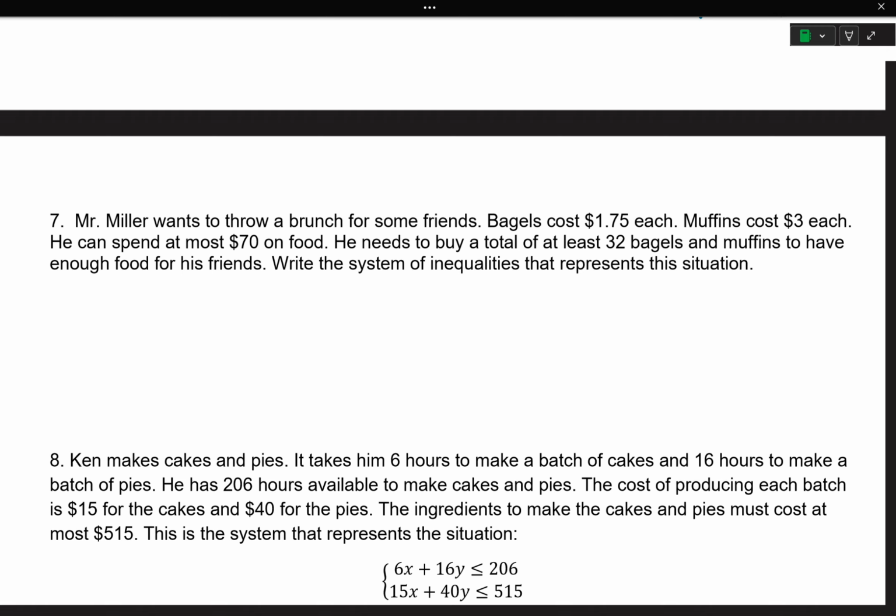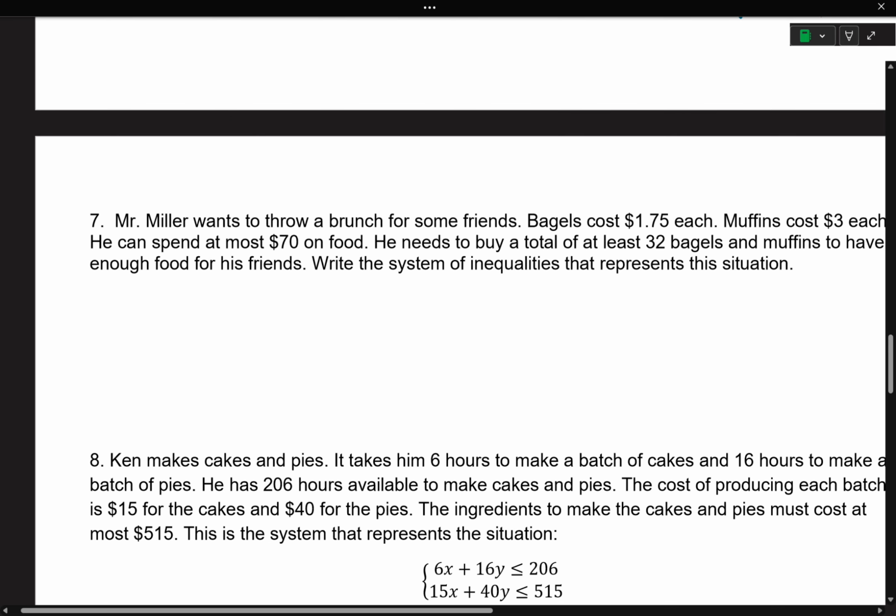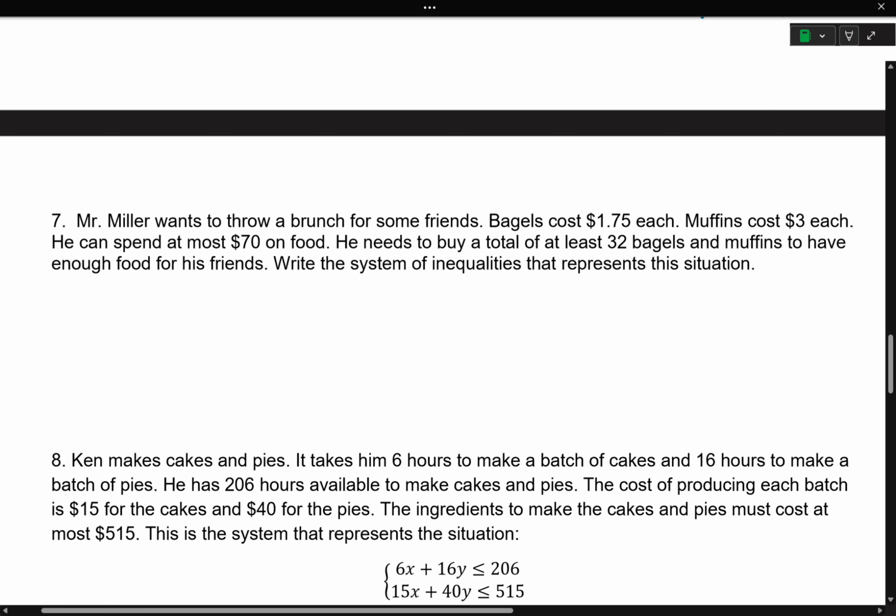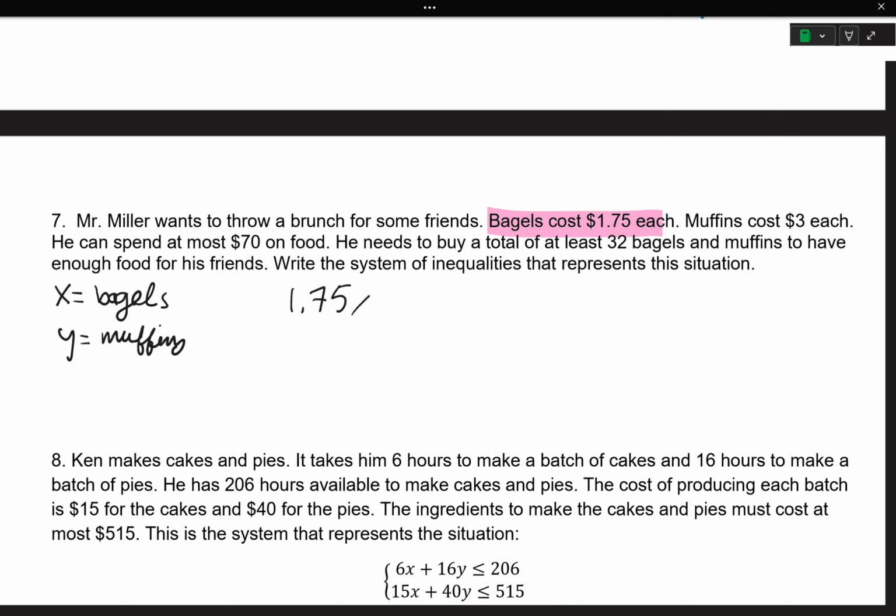Let's write a system. Okay, so what do we have? We have two unknowns, bagels and muffins. I'm going to say that x equals bagels and y equals muffins. Okay, bagels cost $1.75 each. The way I would write that is 1.75x. Muffins cost $3 each, plus 3y.